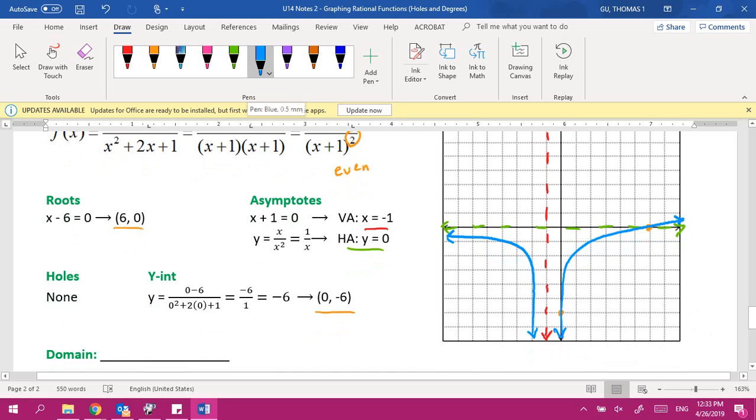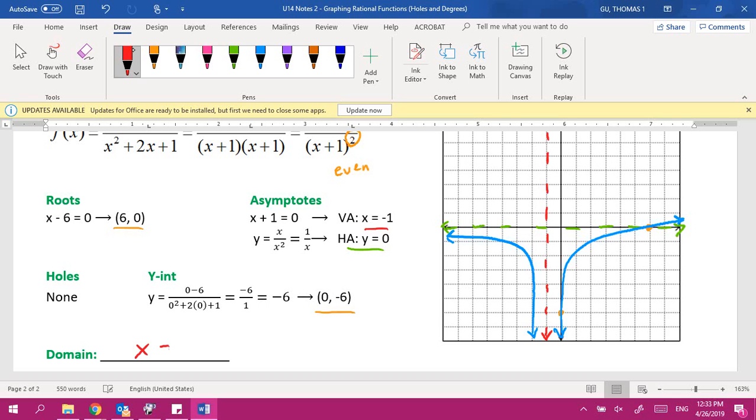All right, and what is the domain on this graph? That's right. All right, on to the last one then.